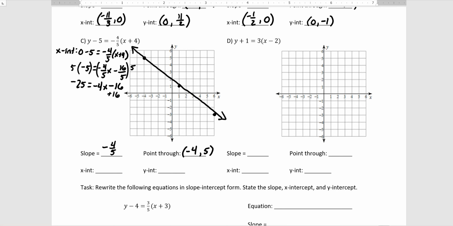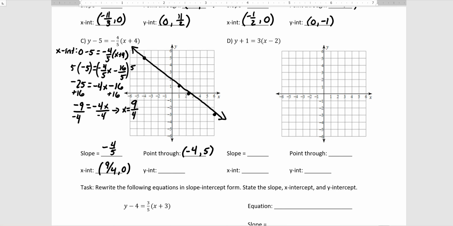So let's add 16 to both sides. I'm going to get negative 9 equals negative 4x. Divide by negative 4, divide by negative 4. Negative divided by negative gives me a positive, which will tell me that x equals positive 9 over 4. So that intercept would be 9/4, 0, which is just a little more than 2. Not bad. All right, now to find my y-intercept, I'm going to set x equal to 0.